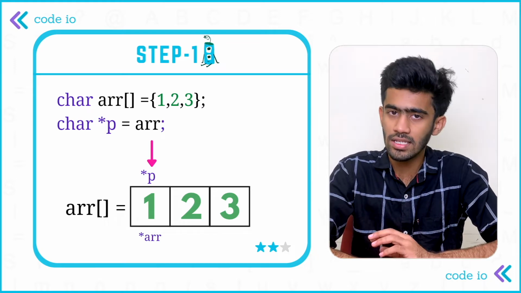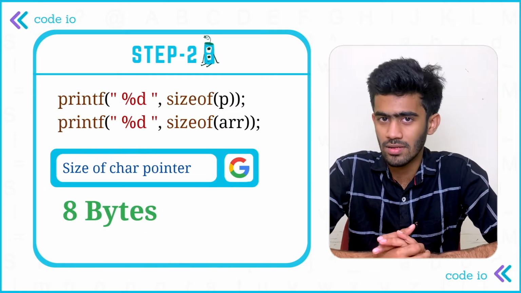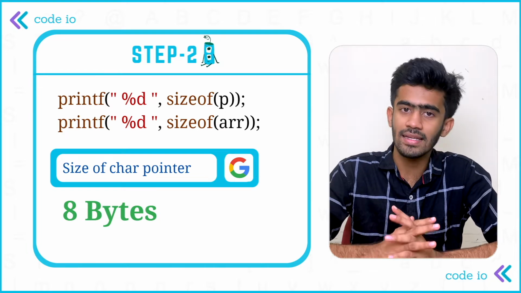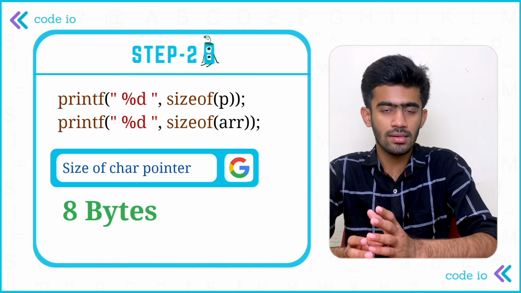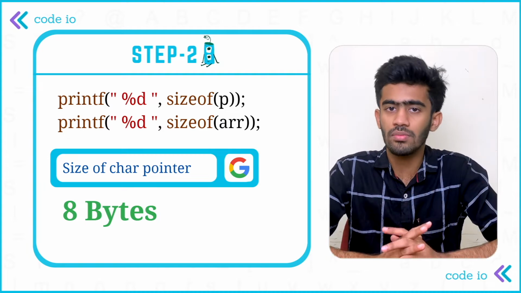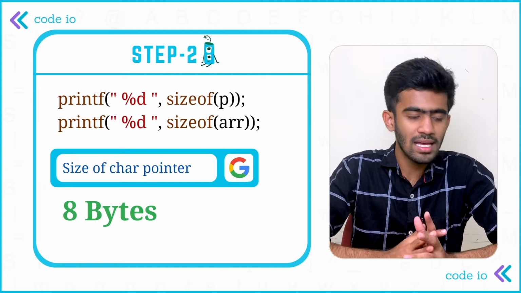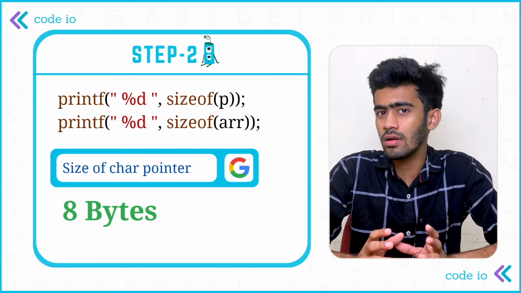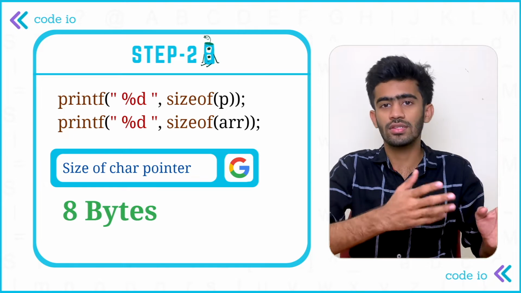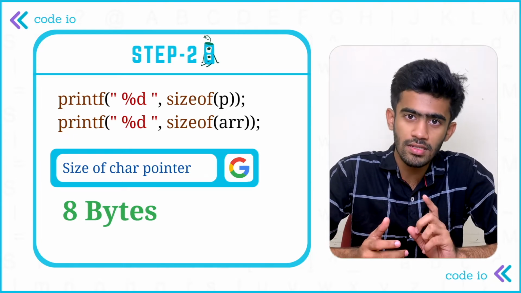We'll move on to the next 2 statements, that is the printf statements. Sizeof p and sizeof ARR, both of these return integers, and those integers are being printed. So the first one, sizeof p. We might think sizeof p would return 1 because it is storing a character and the size of a character is just 1 byte.